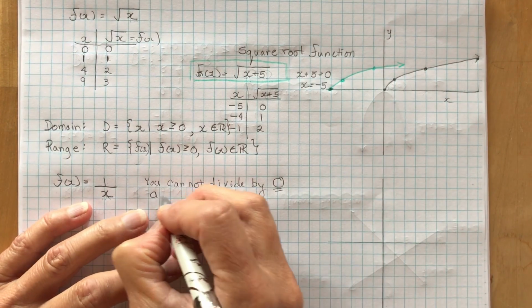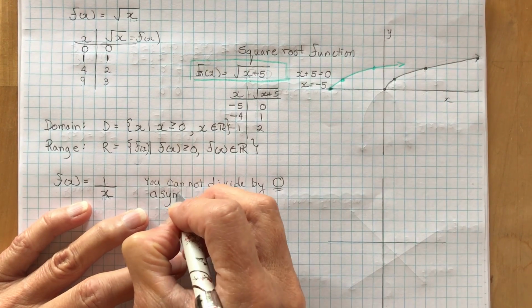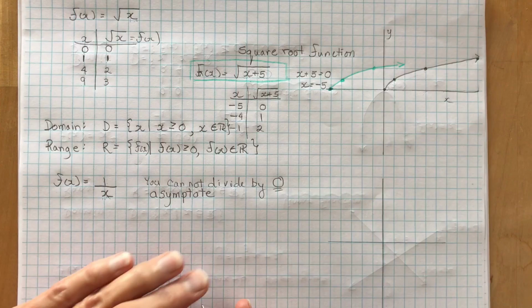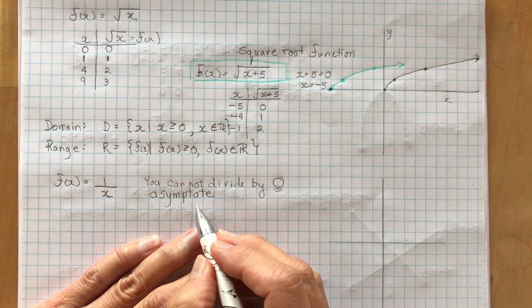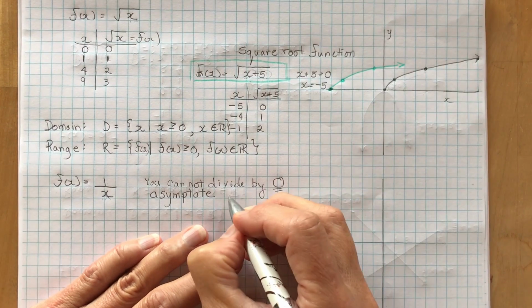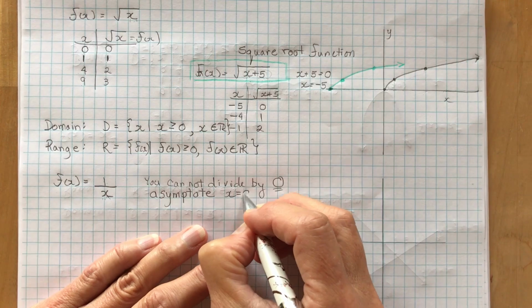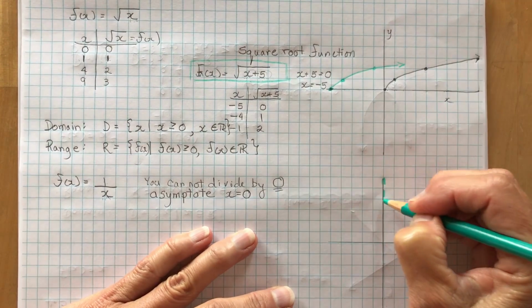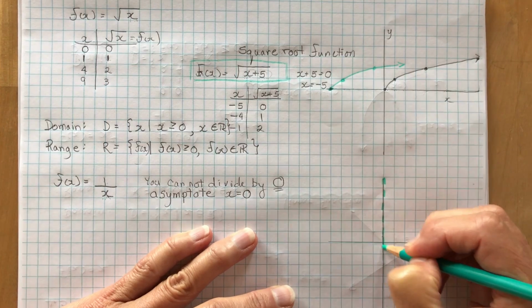Now this is, I know you did not learn this in grade 10, and your teacher might be just glossing over this, forgetting that you haven't learned this. It has an asymptote at x equals 0 because I can't use 0. So I'm going to put a dotted line down here.